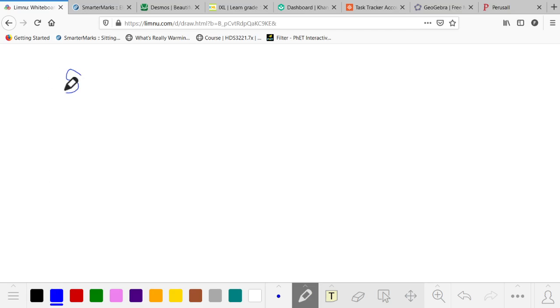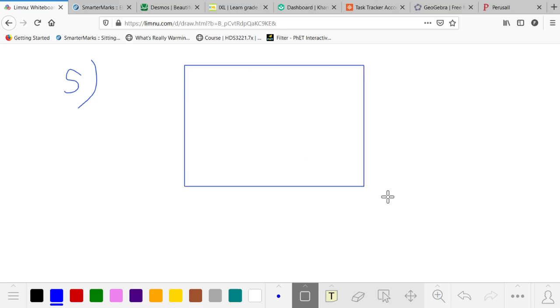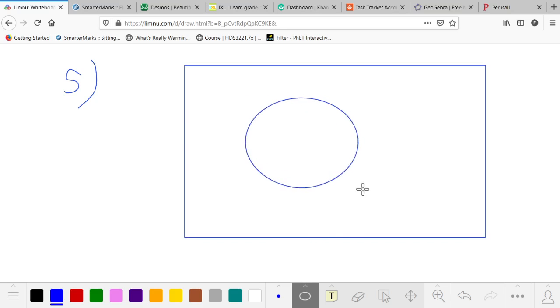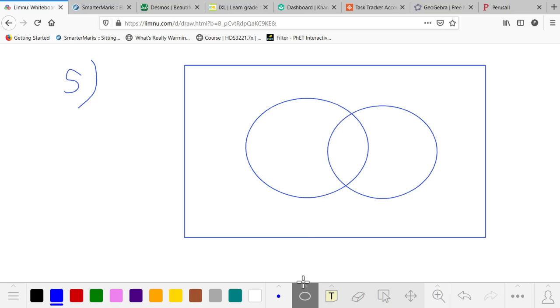And finally, number 5. Ryan drew the following Venn diagram incorrectly. There are 25 items in the universal set, and 4 items are not in set A or B. So we'll start with Ryan's Venn diagram. So what he has, that's set A, that's set B. This is our universal set.